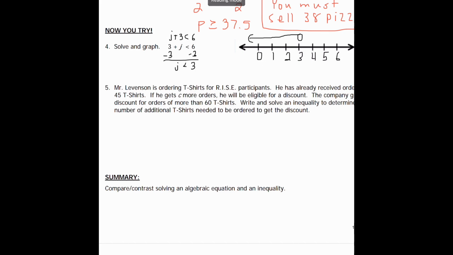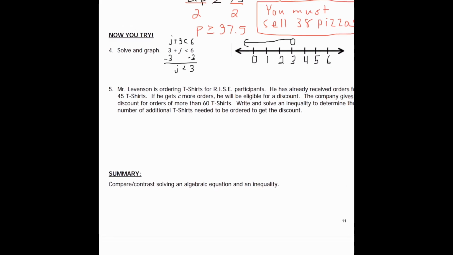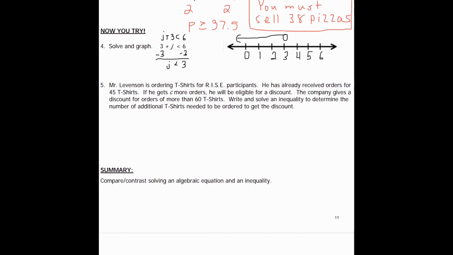Number 5. Mr. Levinson is ordering t-shirts for RISE participants. He has already received orders for 45 t-shirts. If he gets C more orders, he will be eligible for a discount. C more orders. More to me is screaming addition. The company gives a discount for orders of more than 60 t-shirts. Write and solve an inequality to determine the number of additional t-shirts needed to be ordered to get the discount.